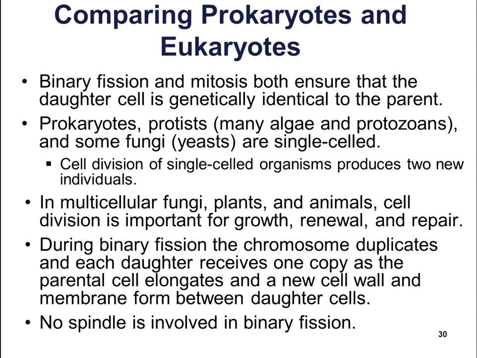During binary fission, the chromosome duplicates and each daughter receives one copy as the parental cell elongates and the new cell wall and membrane form between the daughter cells. And there is no spindle involved in binary fission. It's a different process.